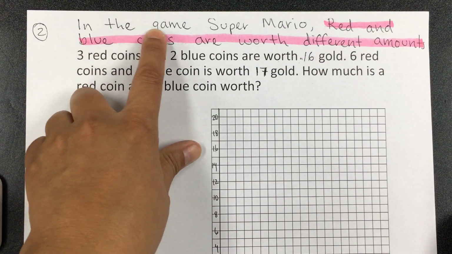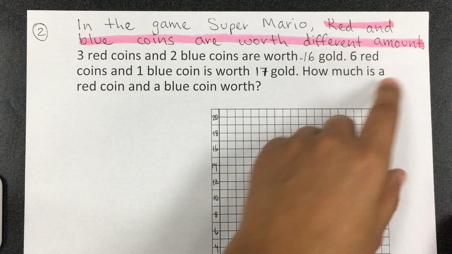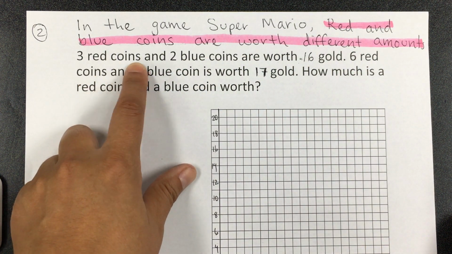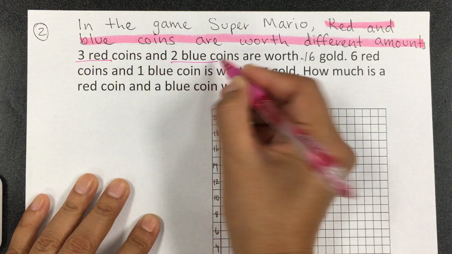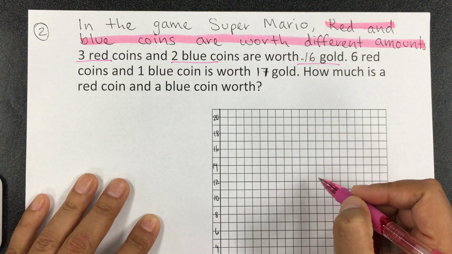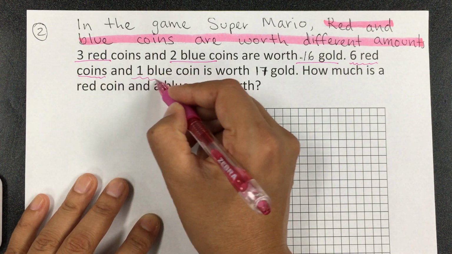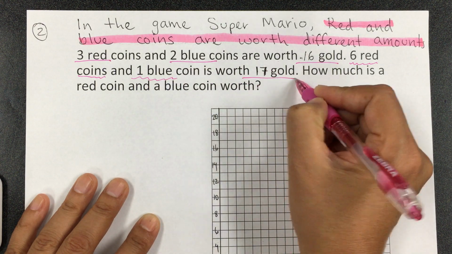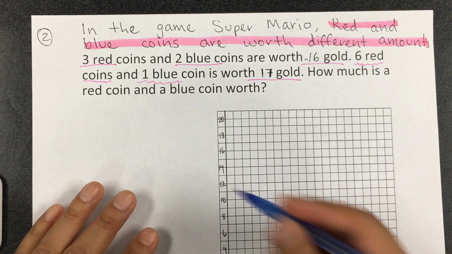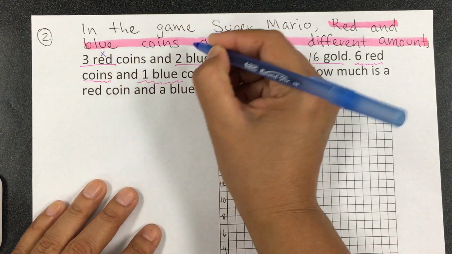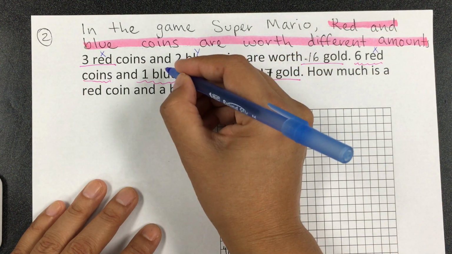So it says, in the game Super Mario, red and blue coins are worth different amounts. 3 red coins and 2 blue coins are worth 16 gold. 6 red coins and 1 blue coin is worth 17 coins. So that's going to give me my two equations. I can put x for the red and y for the blue.